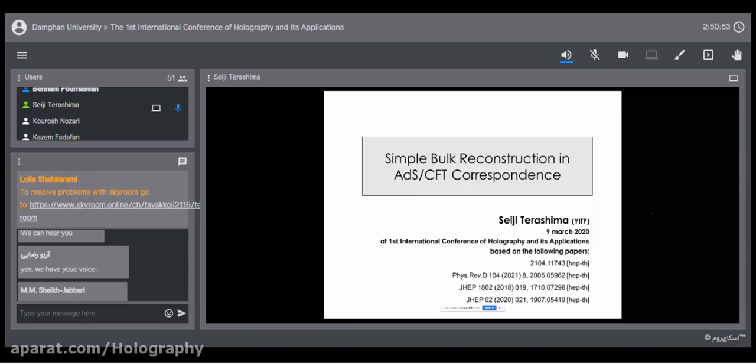I will talk about bulk reconstruction in AdS/CFT. And this talk is based on these papers.